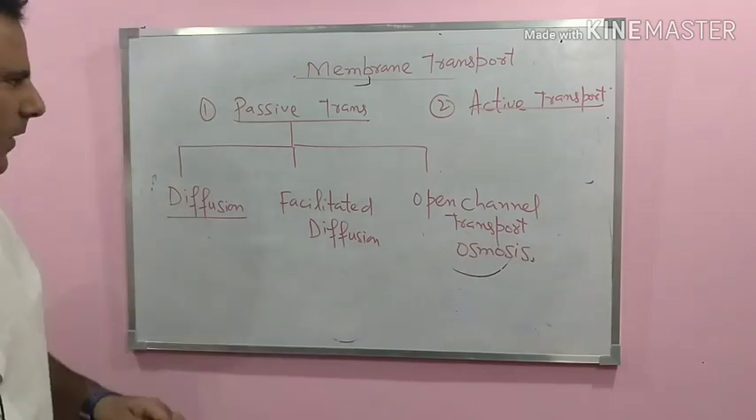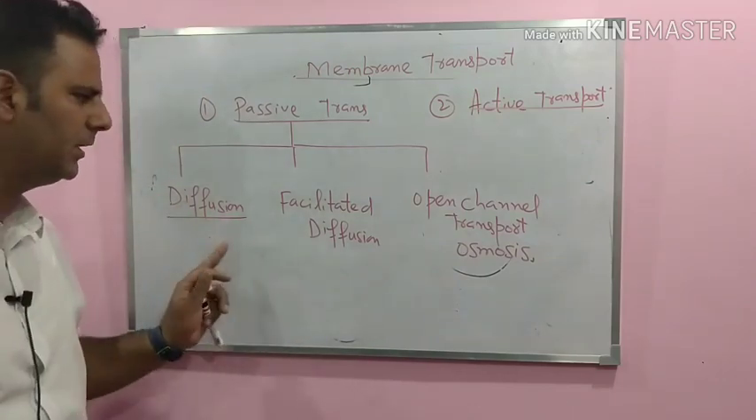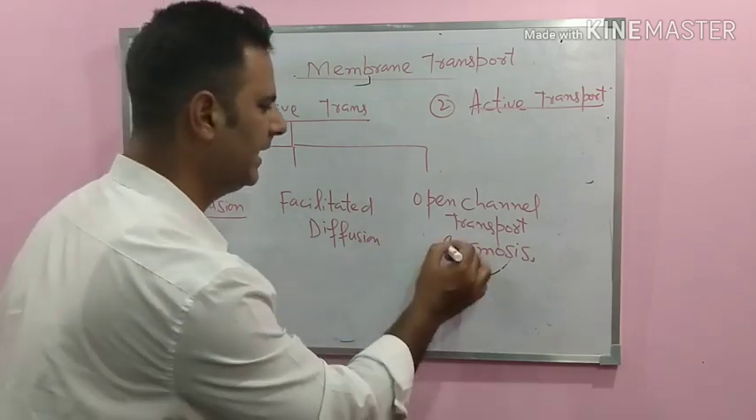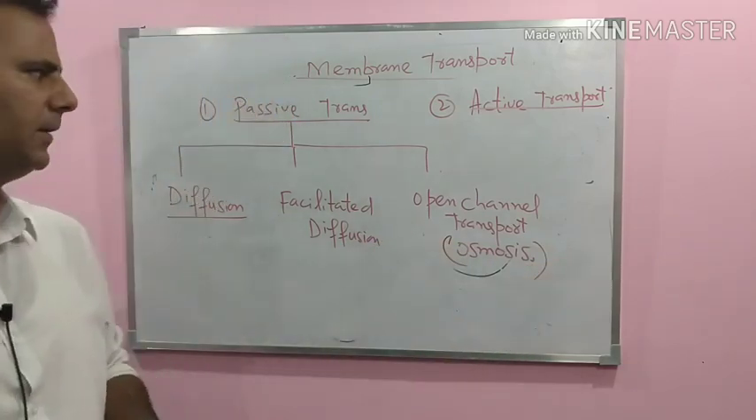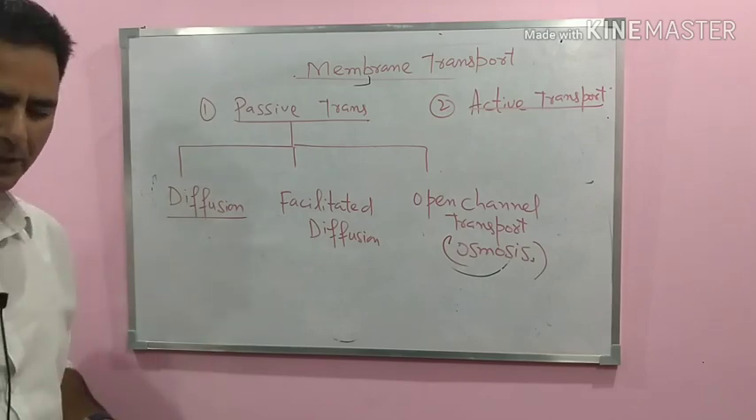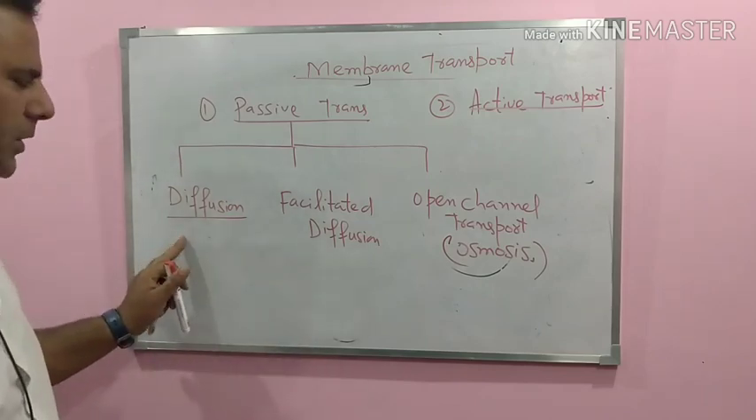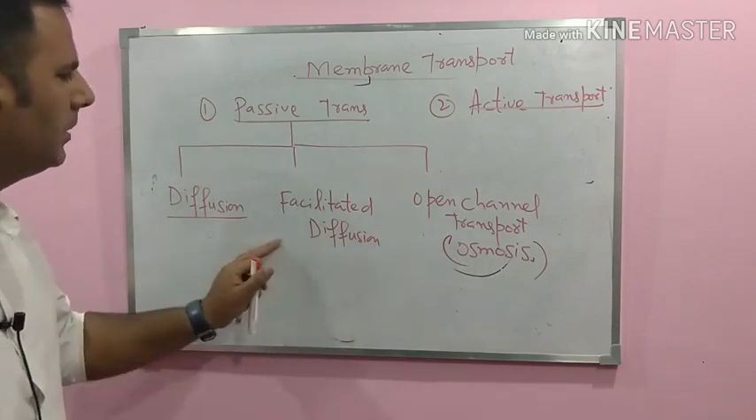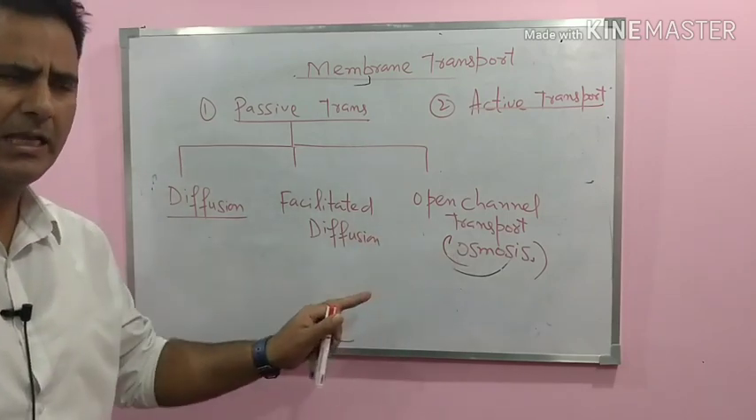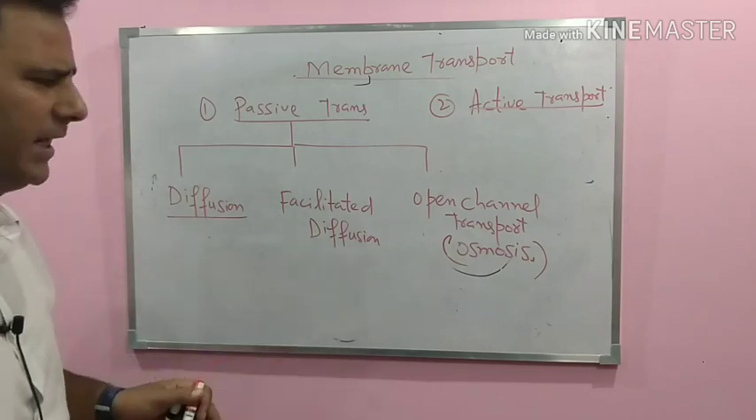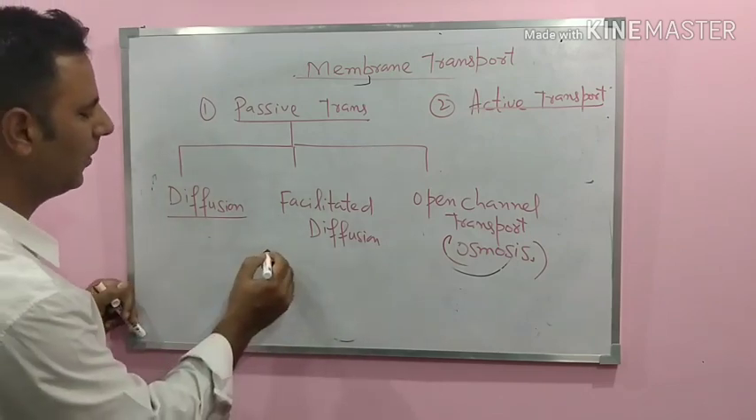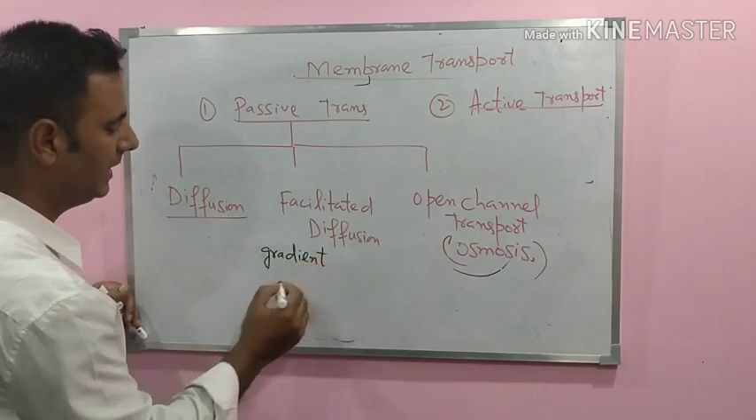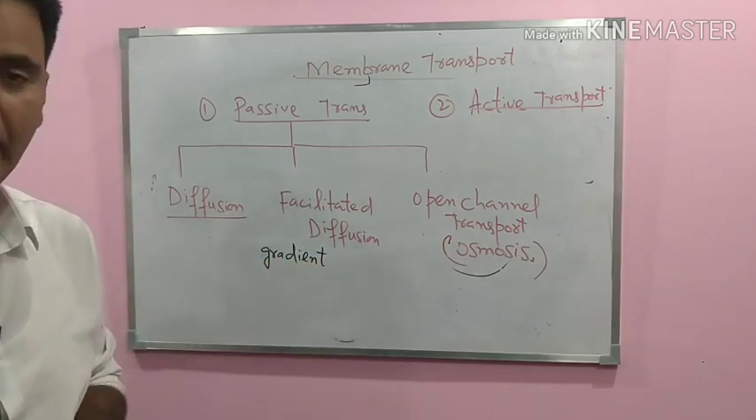Passive transport is divided broadly into three types: diffusion, facilitated diffusion, and open channel transport, or the second name for it is osmosis. Let us discuss them one by one. First of all, we will discuss diffusion, then facilitated diffusion, then open channel transport. But in all the three cases, the essential condition is that it must follow a gradient, and there is no expenditure of any energy.